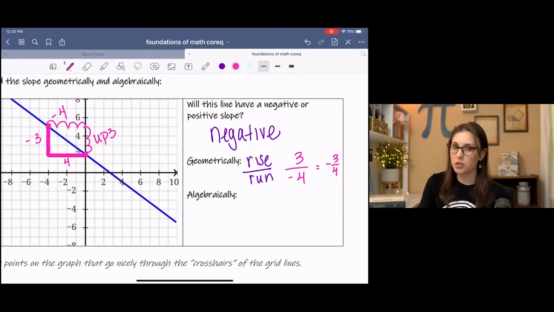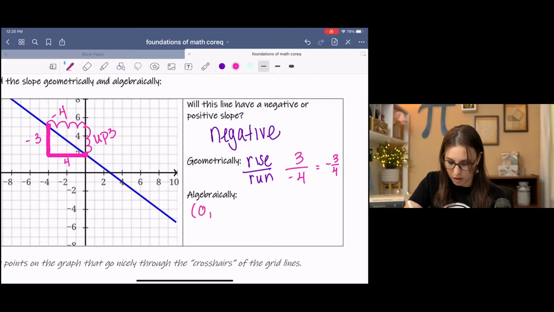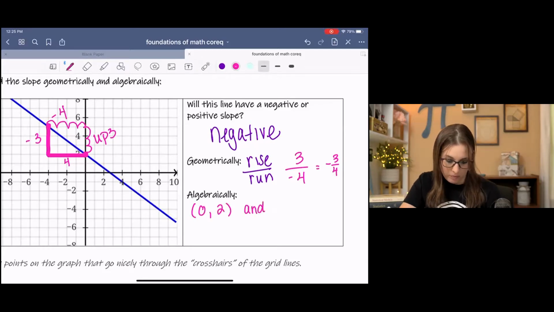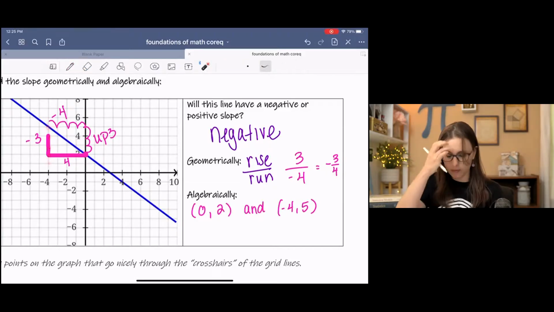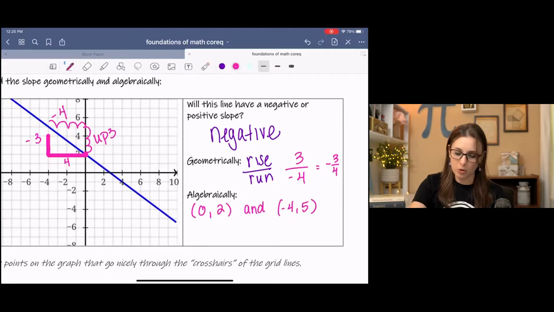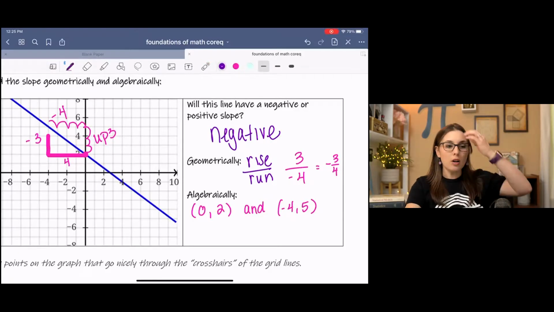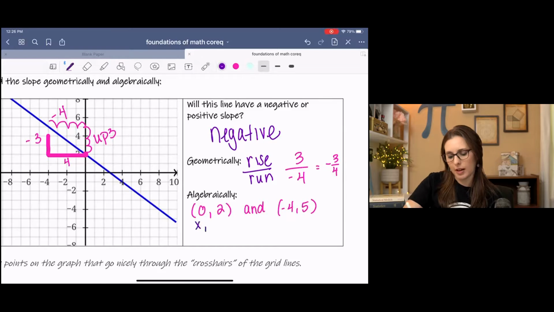Algebraically, we're still going to use these 2 points. Whatever 2 points you picked is fine. I picked (0, 2) and (-4, 5). Let me make sure. I've marked all over it, so I just want to make sure I did that right. 1, 2, 3, 4, 5. Yep, (-4, 5). So I have chosen 2 points. This is x1, y1, x2, y2.